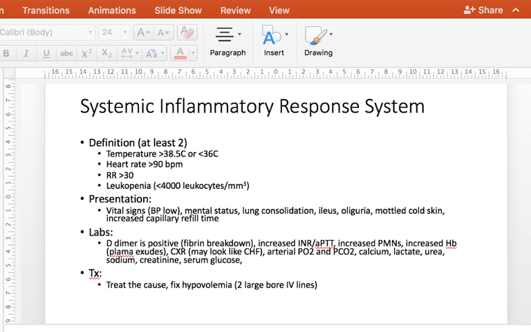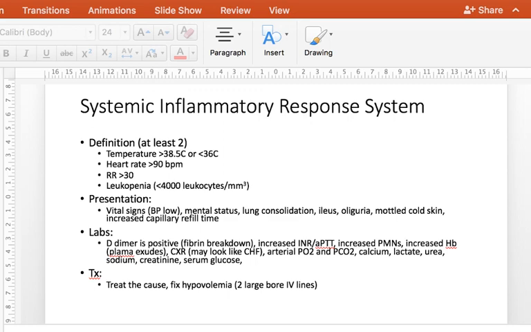On labs, you'll see a D-dimer is positive. That's because of all the inflammation. You have fibrin being formed and broken down. So that's where the D-dimer is from. You'll have increased INR and APTT because all the coagulation proteins are being used up. So the time it takes to coagulate again is much longer. Increased polymorphonuclear cells, those are the first responders to inflammation, so those will be high. Increased hemoglobin, that's because all the fluid which is in your blood is leaving and exuding into the extracellular space. So the hemoglobin, which is normally present in blood, will look a lot more concentrated, so it'll be higher.